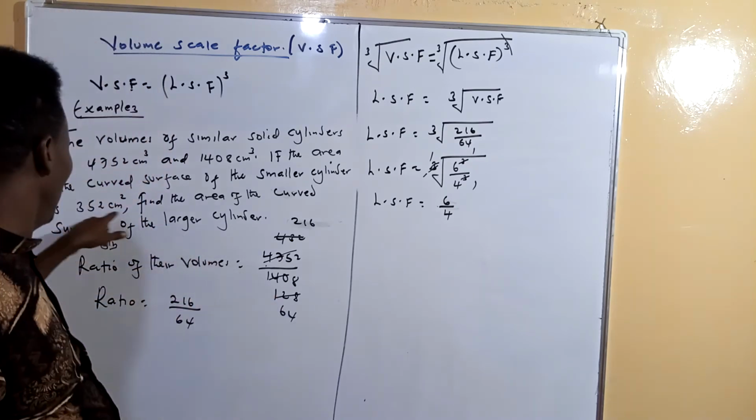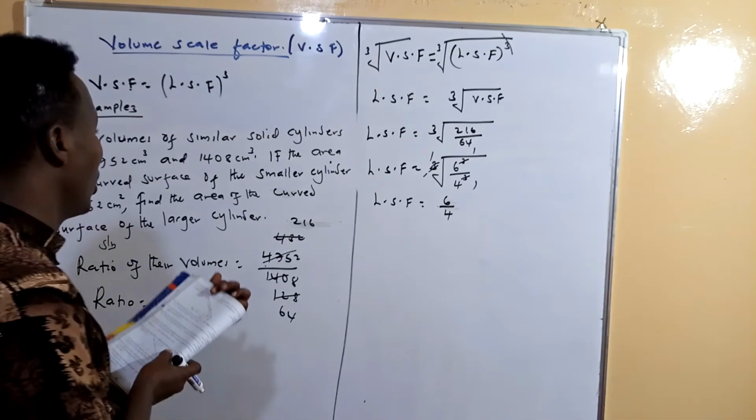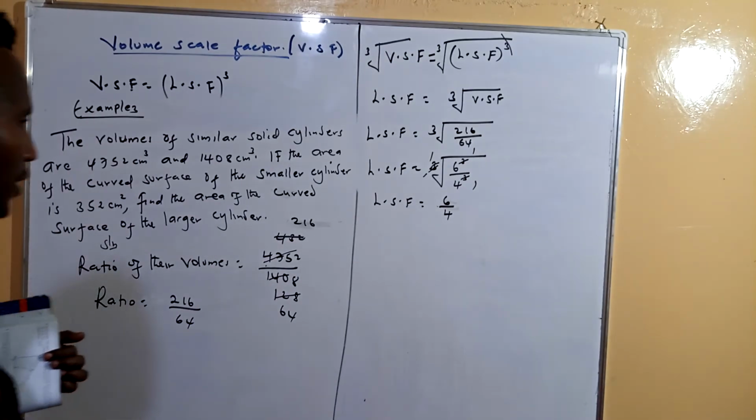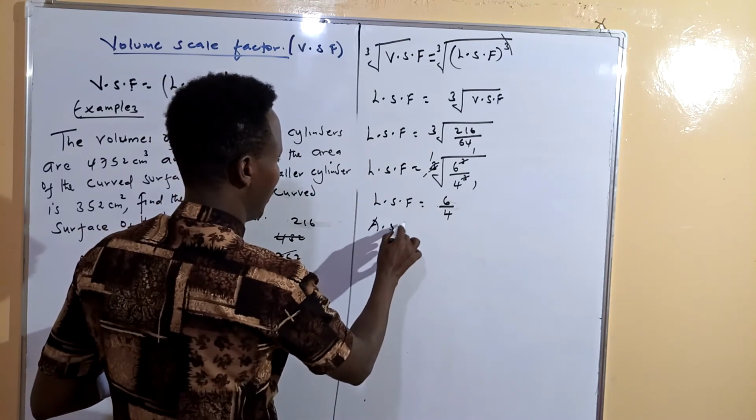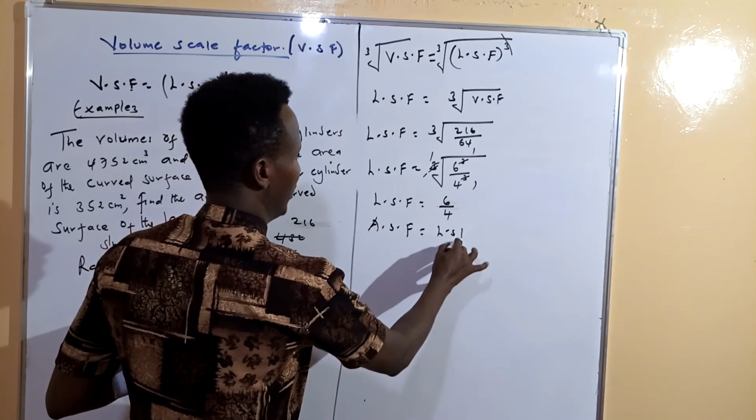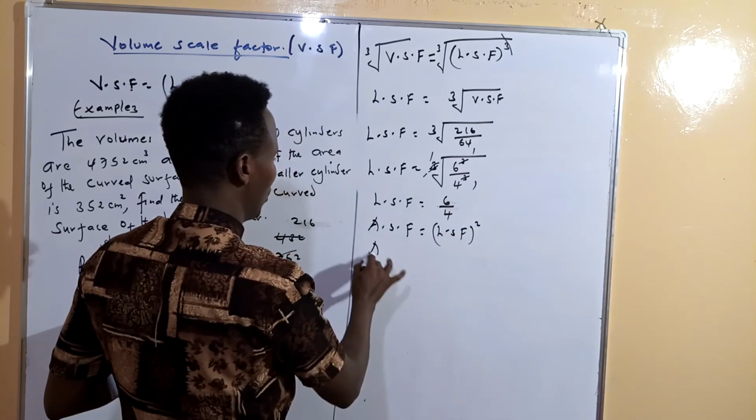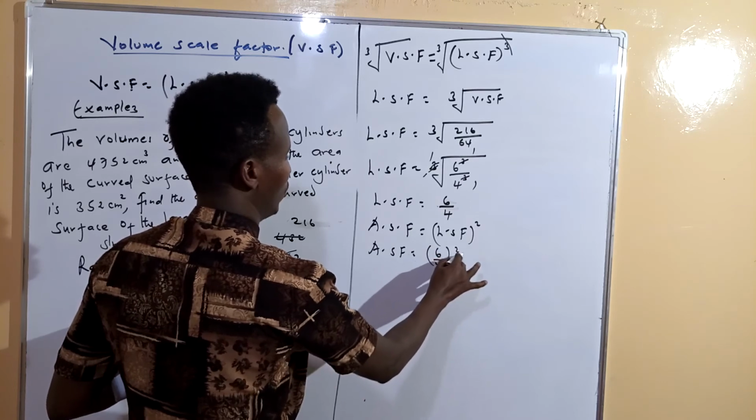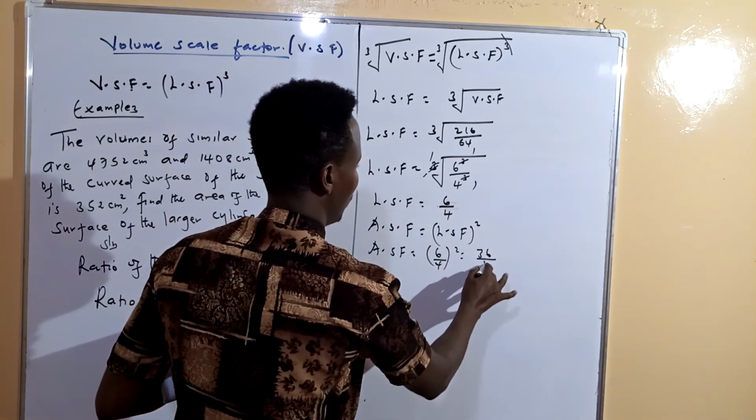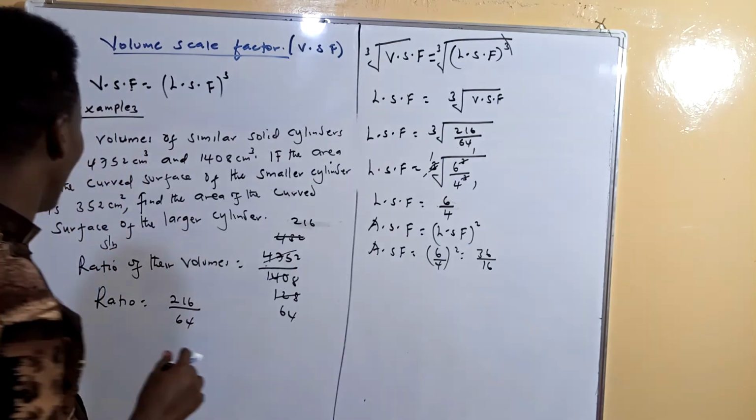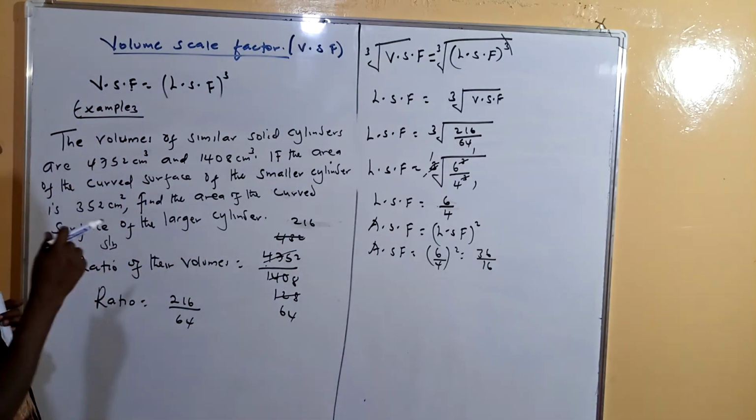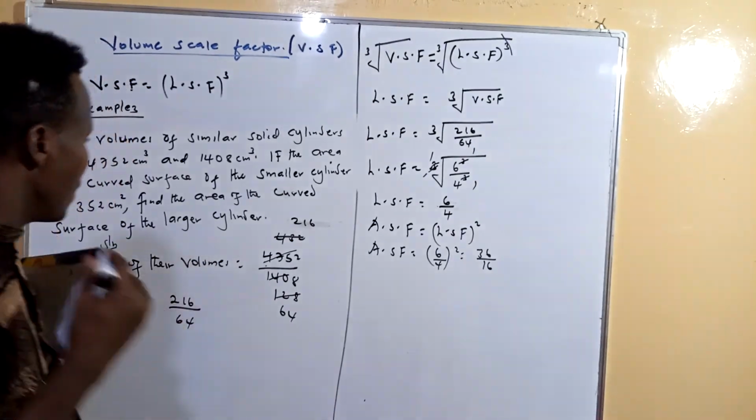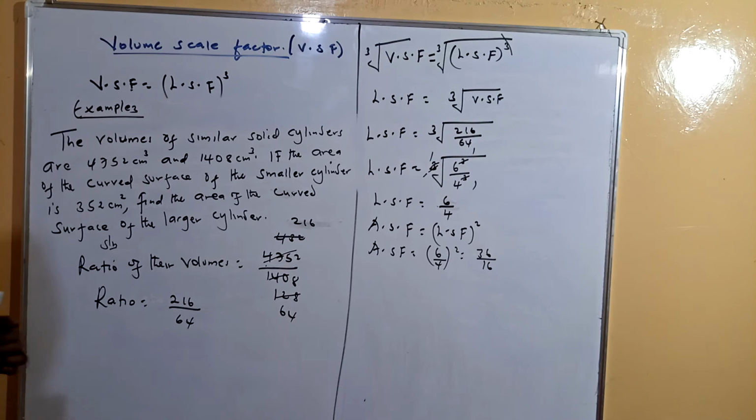Because we have the area of the smaller cylinder, which is 352. Let me get the area scale factor now. Area scale factor is equal to linear scale factor squared. So our area scale factor is 6 out of 4 squared, which gives 36 out of 16. You are told that if the area of the curved surface of the smaller cylinder is 352 cm², find the area of the curved surface of the larger cylinder.